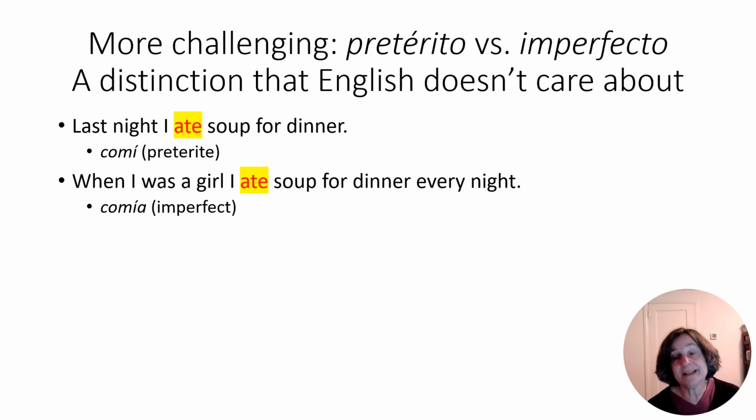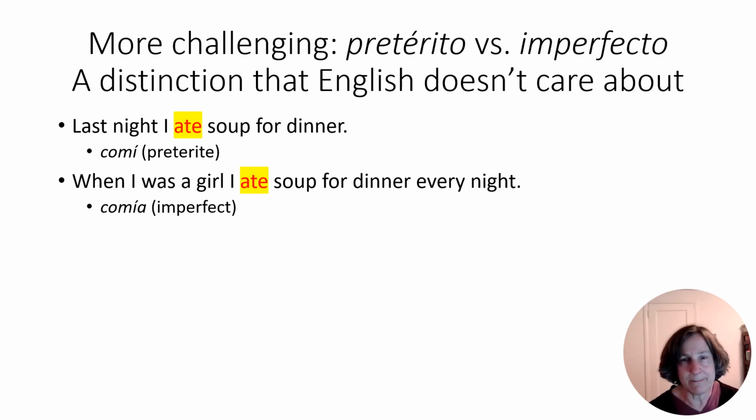But in Spanish, these are two different ways of looking at your past eating behavior. If you're just talking about what happened last night, you're going to use the simple past, the pretérito, which would be comí. But if you're talking about how things used to be in the past, that will be comía, which is the imperfect.